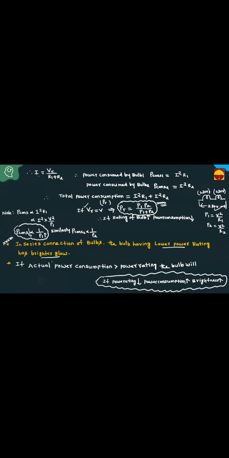For example, a 40 watt bulb and an 80 watt bulb of the same voltage rating are connected in series. Which bulb will glow brighter, the 40 watt bulb or the 80 watt bulb? I'm expecting an answer from you. The power rating is low, so the brightness is more. That's why the 40 watt bulb will glow brighter as compared to the 80 watt bulb in a series connection.